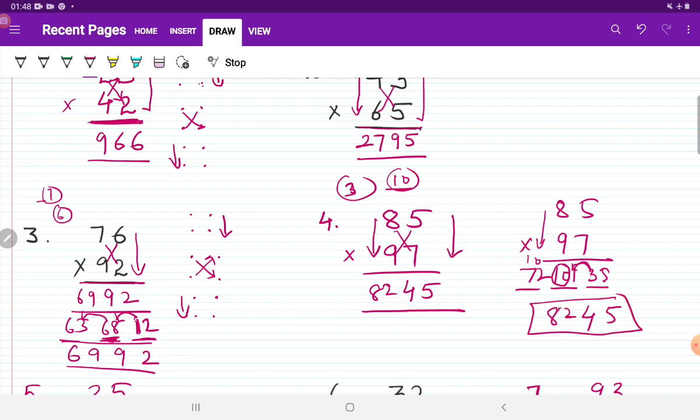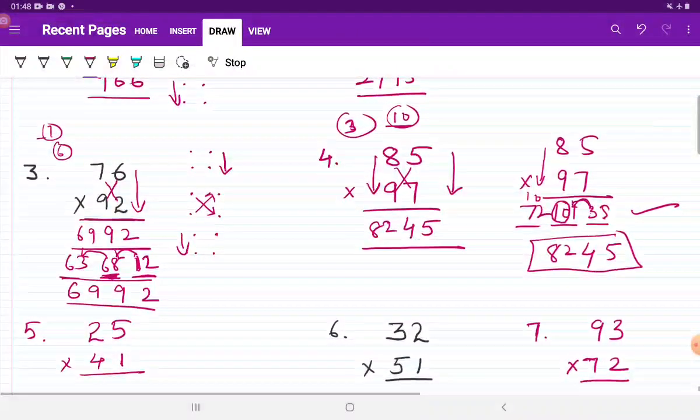So this way you can multiply a 2 digit number in a single step, or like this also. If you are feeling difficulty in a single step, you can do it like this. But both are very easy. If you do it by the traditional method, it will take a little more time. So within seconds you can multiply 2 digit numbers by applying this trick. This is a very simple trick. By applying this you can save a lot of time.